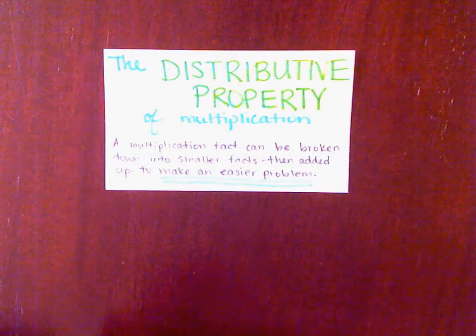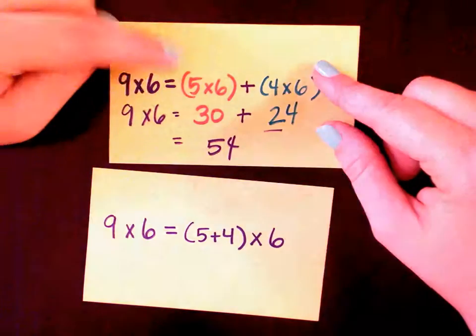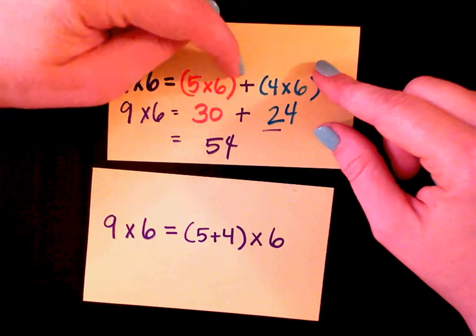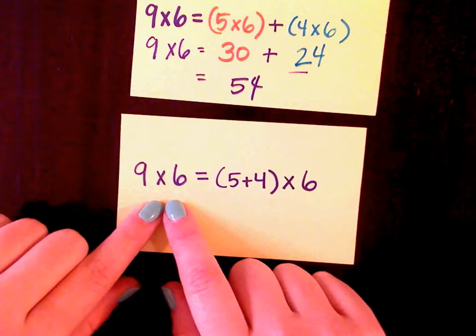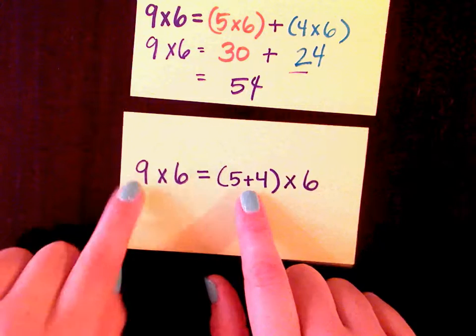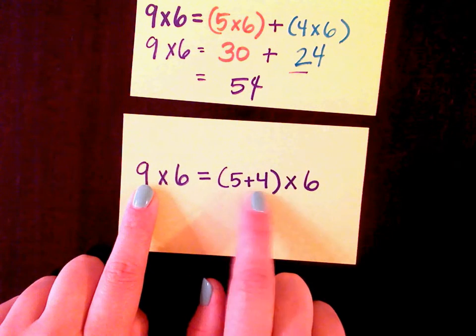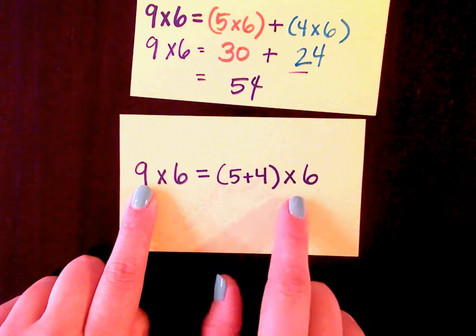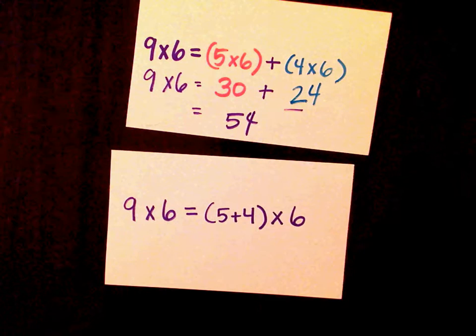Here's just another way to represent that same problem that we just worked on. We started with 9 times 6. We broke it into 5 times 6 and 4 times 6. Just another way to represent that is by breaking the first factor, the number of groups, apart. We know 9 can be broken into 5 and 4, and then we are multiplying each of those by 6. And that's the distributive property.